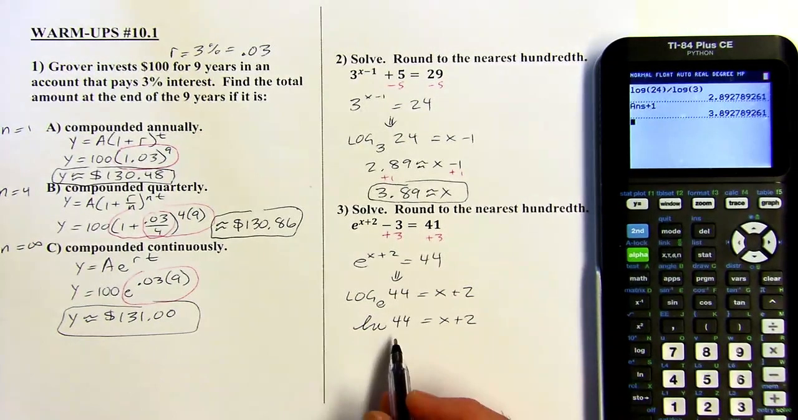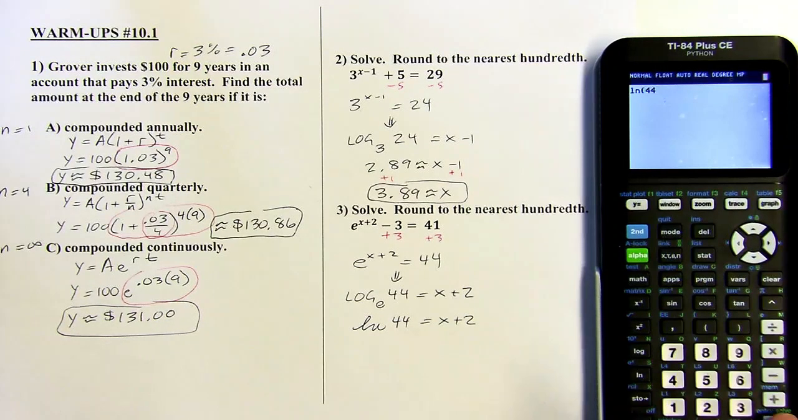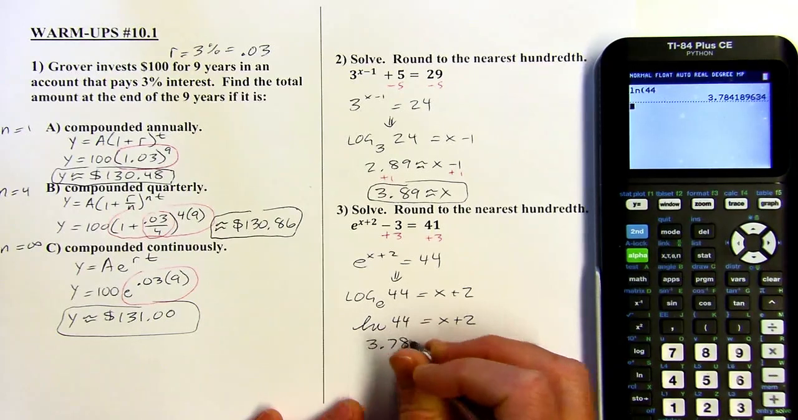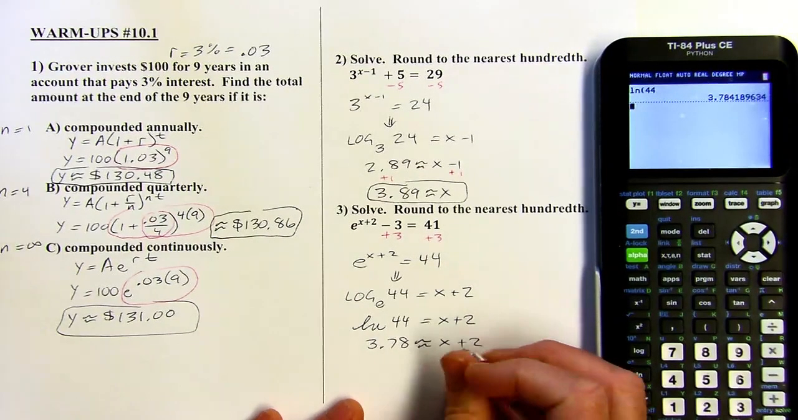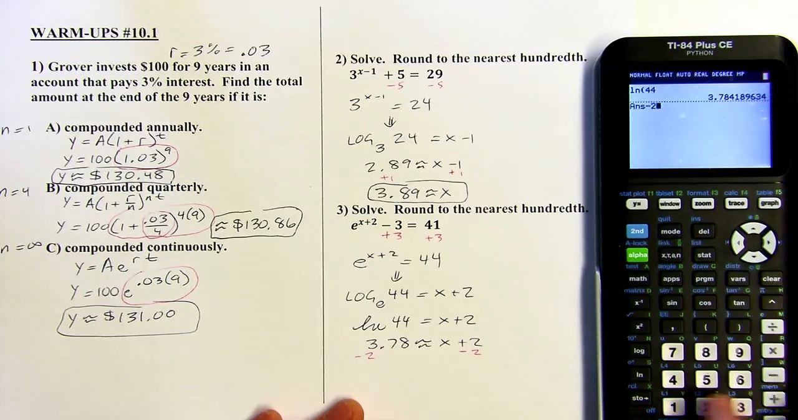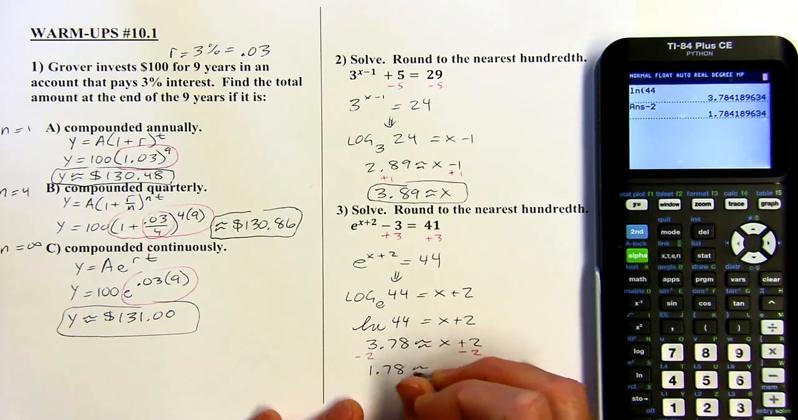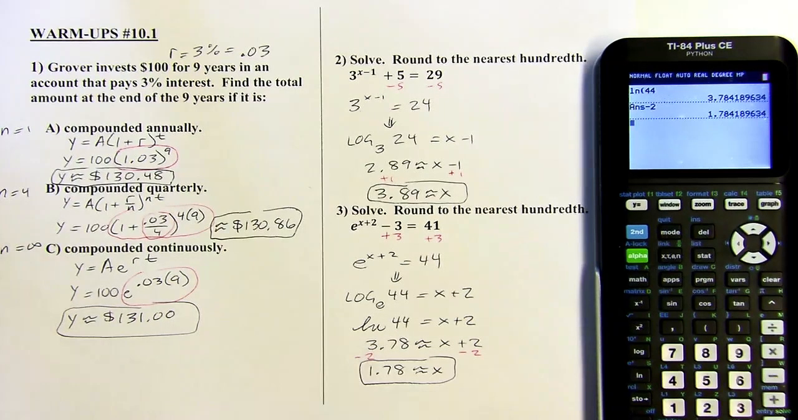Okay, and I'm going to put this left side in my calculator. So there's that ln button. Clear this out. Natural log of 44 is about 3.78. And then subtract 2 from that to solve for x. And I'm going to get about 1.78. Okay, and that's approximately my answer there, right? Okay, that's it for this warm-up, and I'll see you next time.